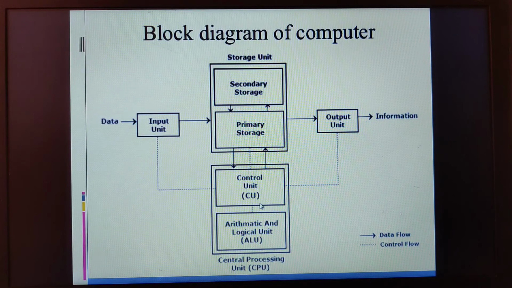The CPU is not only reading, it is also capable of making certain decisions. For 2 plus 5 into 3, by looking at this, it is able to decide that first the multiplication should be performed, then the addition. It is making all kinds of decisions and calculations, plus it is controlling the different units of your computer system by activating them. This is what control flow is. See, the CPU is controlling the input unit, the storage unit, and also the output unit.